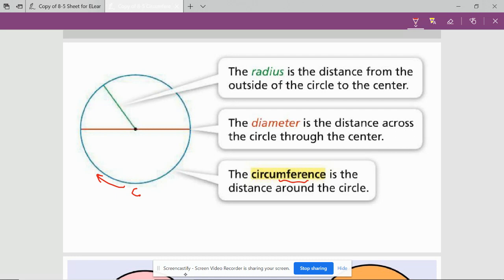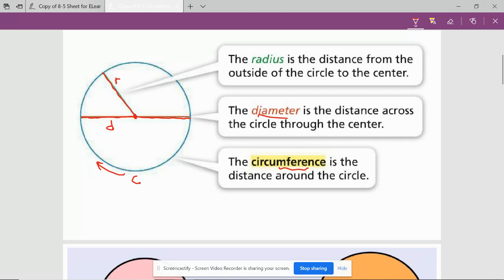Diameter is a straight line that goes through the center of a circle, and it goes from one end of the circle to the other. So we're going to label that with a D. The radius is only halfway, so that's half the diameter. It's going from the center point to the outside of the circle. We're going to label that with an R. Make sure that we understand that radius is equal to half the diameter, and the diameter is equal to 2 times the radius. So as we go forward, that's important to know.